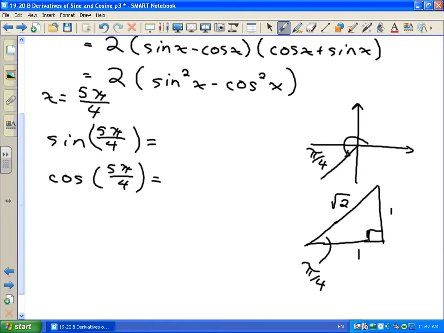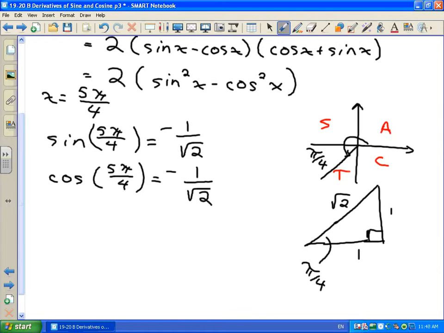So if we're doing sine, we have opposite over hypotenuse, so 1 over root 2. But we're in the third quadrant, so we apply our CAST rule, which tells us that only tangent is positive. So this has got to be negative 1 over root 2. Cosine, we've got adjacent over hypotenuse, which is again 1 over root 2. Apply the CAST rule, only tangent is positive, so this is going to be negative as well.